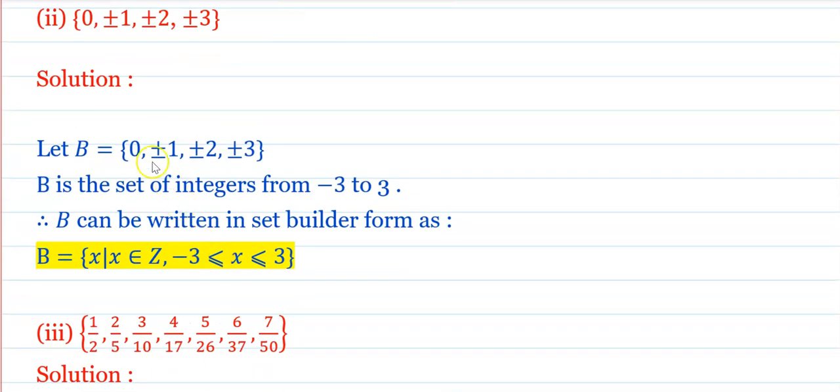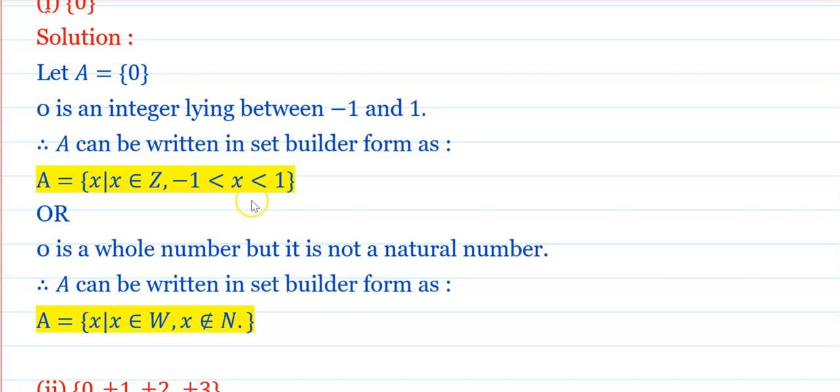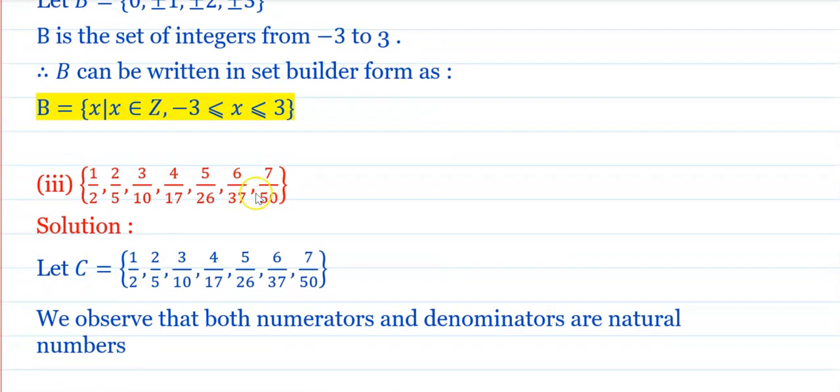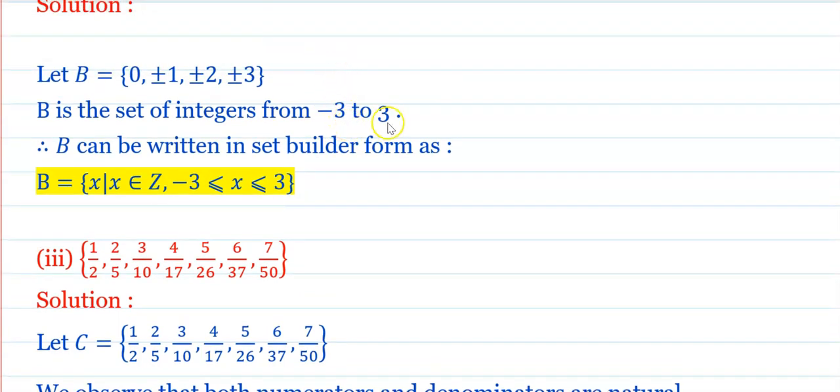Okay. Now the next set is B, which is 0, plus or minus 1, plus or minus 2, plus or minus 3. Okay. B is the set of integers from minus 3 to plus 3. B can be written in the set builder form as B is equal to, in curly brackets, x such that x belongs to Z and x lies between minus 3 to plus 3, and equal to minus 3 also, equal to plus 3 also, and hence we have the elements, that is 0, plus or minus 1, plus or minus 2, plus or minus 3, in this way.